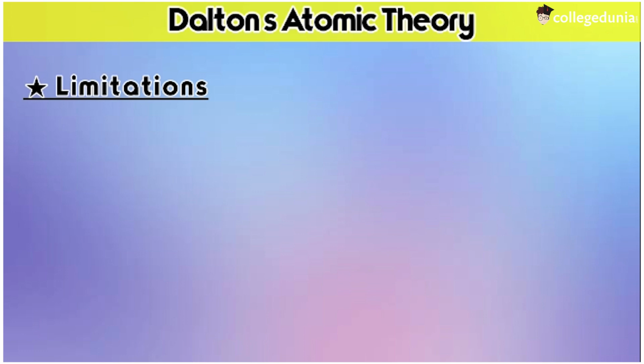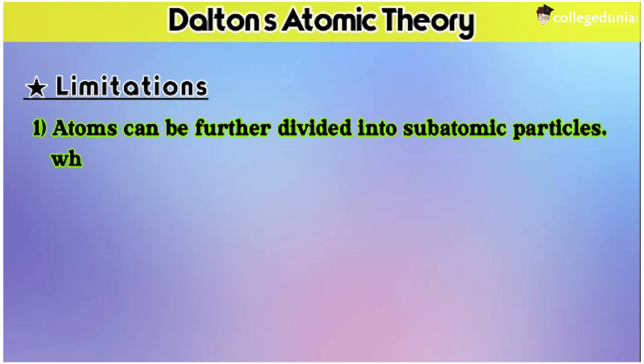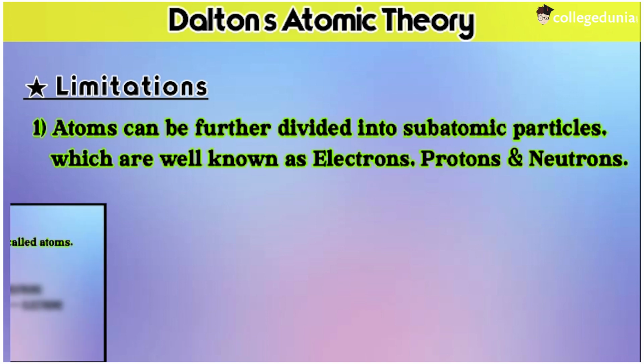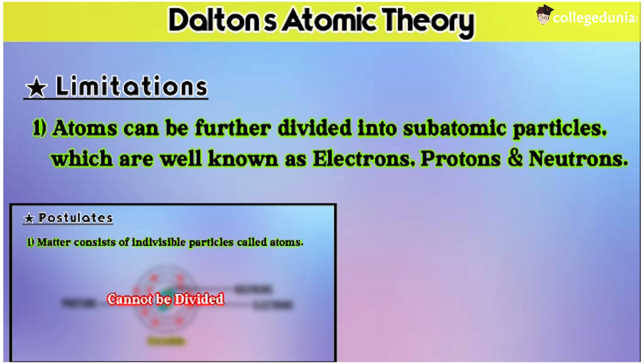Dalton's atomic theory was one of the vital contributions in discovering the nature of matter, but this theory also has some limitations, or we can call them drawbacks. So let's see what the limitations were. The first limitation was that atoms can be further divided into subatomic particles, which are well known as electrons, protons and neutrons.